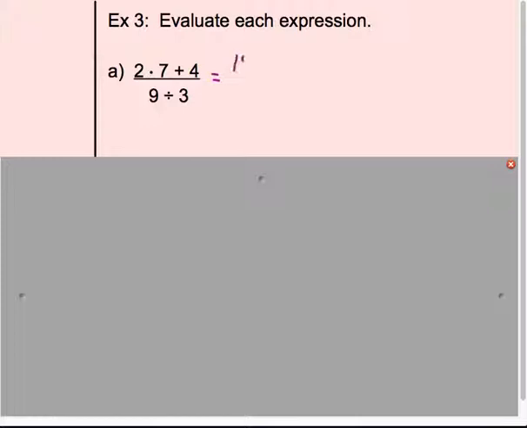2 times 7 is 14. In my denominator, I have 9 divided by 3, which is 3. 14 plus 4 is 18, divided by 3 is 6.